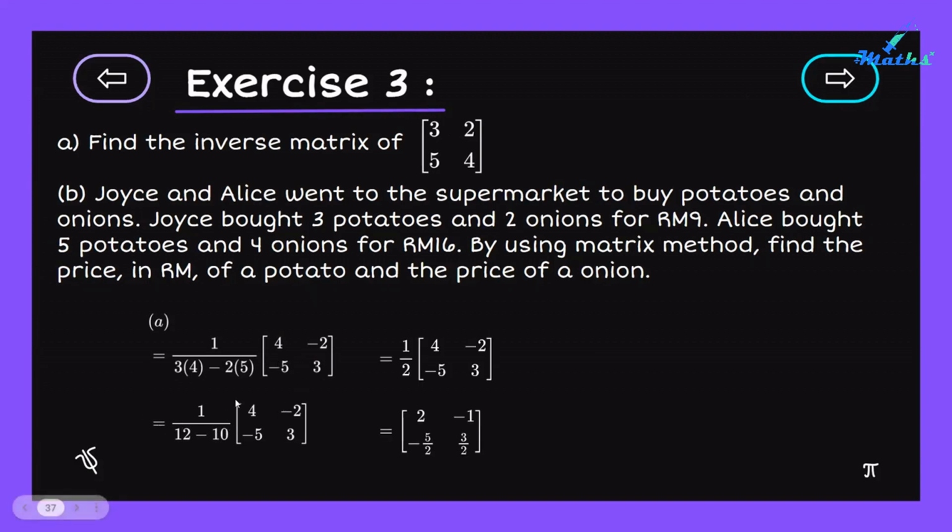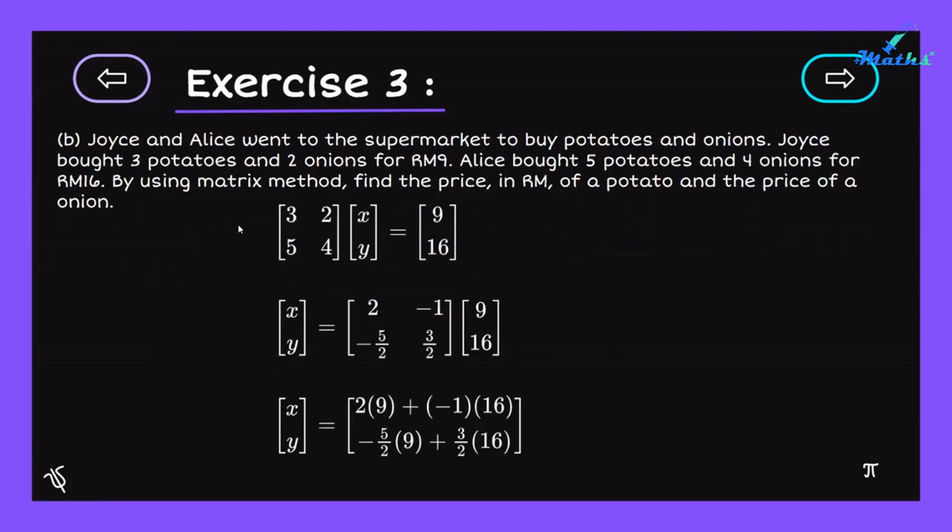And then times together, in the end you get 1 over 2 for the fraction, and the bracket still remains. You can just times the 1 over 2 into the matrix, so in the end you get this answer: 2, negative 1, negative 5 over 2, and 3 over 2. And this is for question A. That's question B. Sorry, this answer is big.